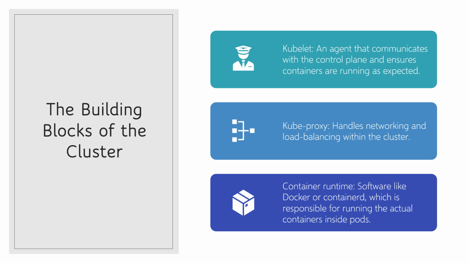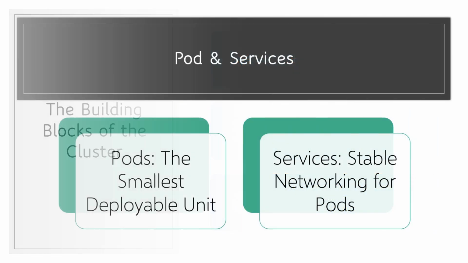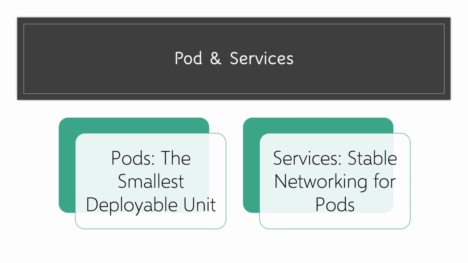Kubelet, an agent that communicates with the control plane and ensures containers are running as expected. Kube-proxy, handles networking and load balancing within the cluster. Container runtime, software like Docker or containerd, which is responsible for running the actual containers inside pods. In short, nodes are the workers of your Kubernetes cluster, doing the heavy lifting by running the containers that host your applications.